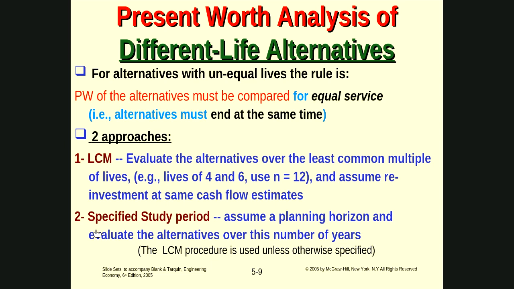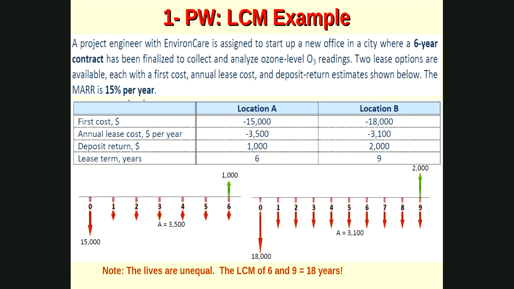The second method is called study period. In this method, we use a specified period. We will explain it later, but note this at the end: the LCM procedure is used unless otherwise specified. That means the default in the present worth analysis, in the case of different life years, is the LCM, unless the question says use study period, because it is more accurate.